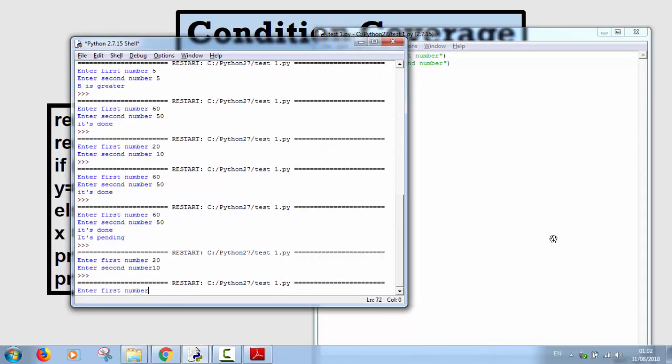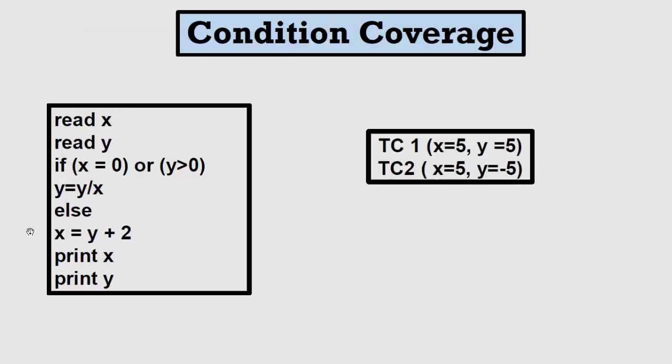Let's run, no problem. Enter first number. So let's try these two test cases. X equals 5 and y equals 5, and x equals 5 and y equals minus 5. Let's trace them. So x equals 5 and y equals 5. The first if, is x equals 0? No. Is y greater than 0? Yes, y equals 5. Then we will execute this line of code.